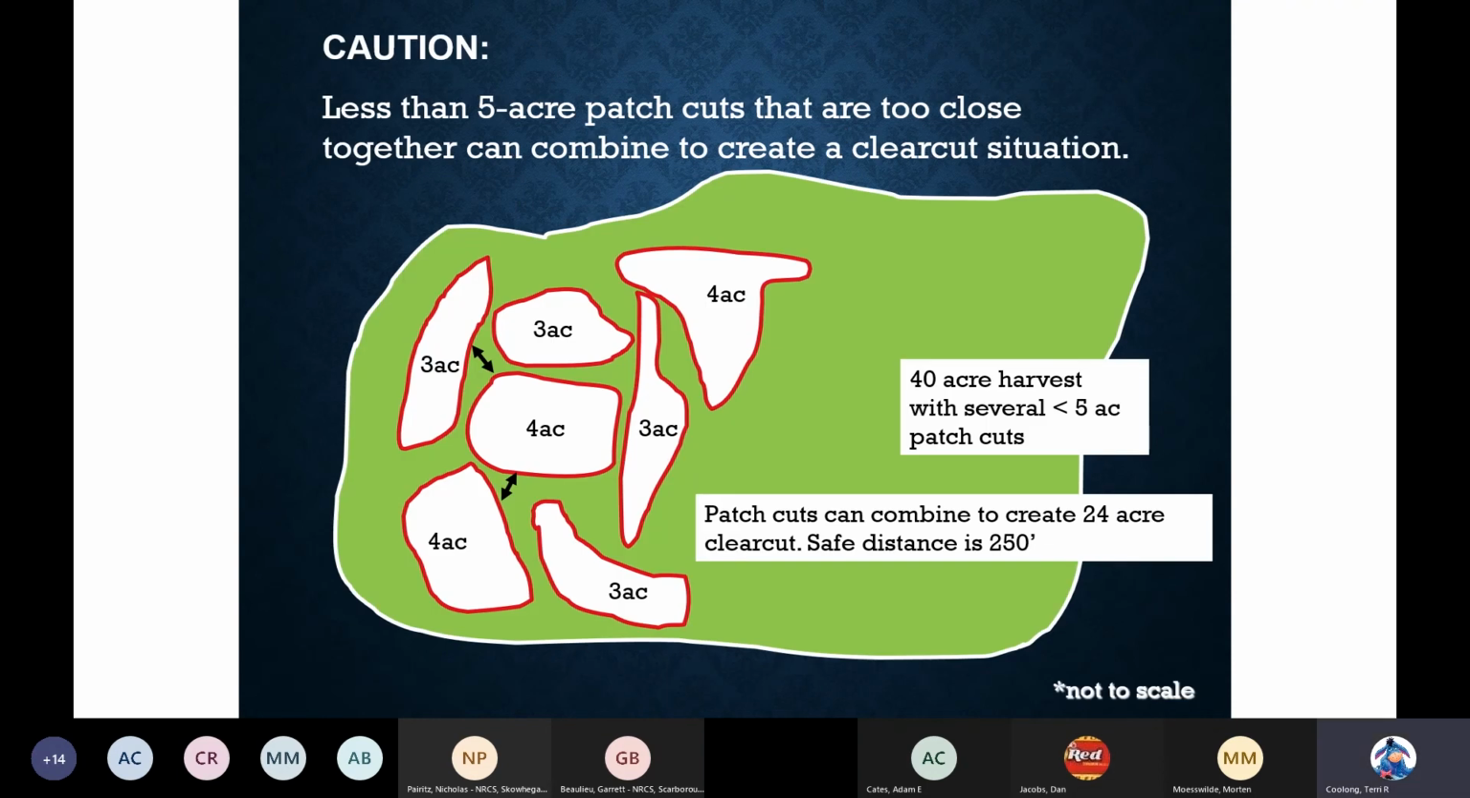Another thing that you need to be careful of is that a bunch of small patch cuts can combine together and create a clear cut situation. So here we have a nice harvest, about a 40-acre harvest, and it has 1, 2, 3, 4, 5, it looks like 7 patch cuts. They're all less than 5 acres. Those are all legally patch cuts. The problem is that they probably are going to combine together to create one 24-acre clear cut.